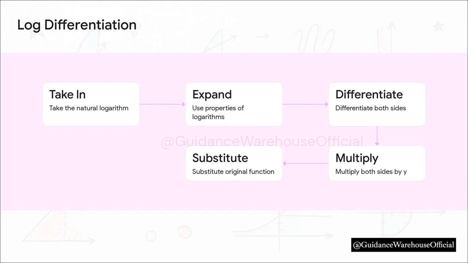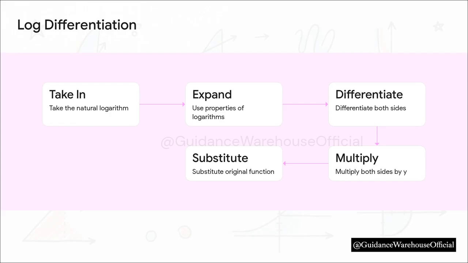Instead, we're going to follow these 5 rigid steps like a recipe. Let's apply it to something truly terrifying, like y equals (2x^4 + 1) all raised to the power of tangent x. Step 1, take the natural log of both sides. Step 2, use your log properties to bring that tangent x exponent all the way down to the front. Look at that, it's not an exponent anymore, it's just a standard multiplication problem.